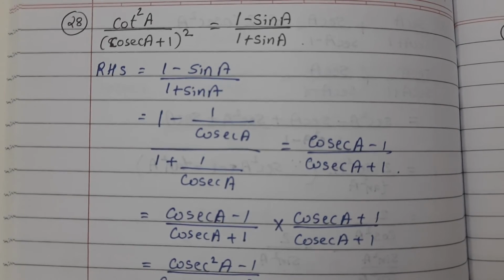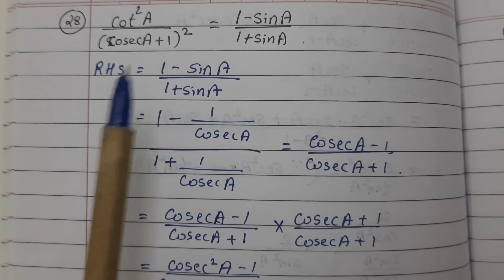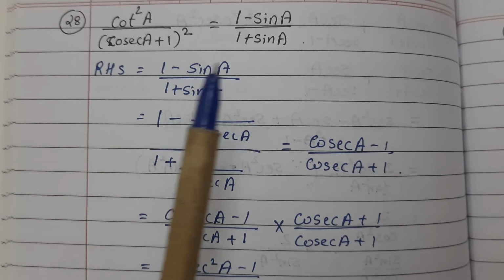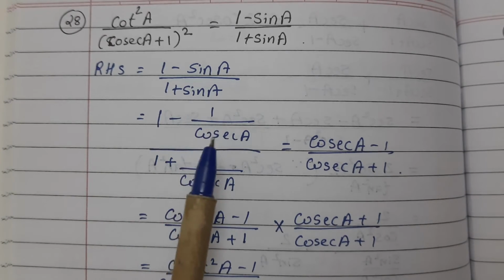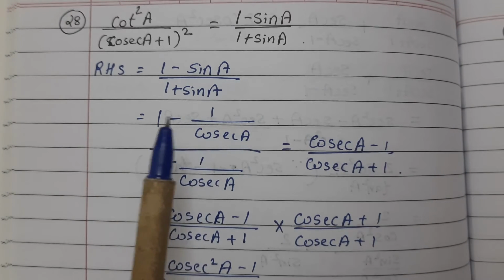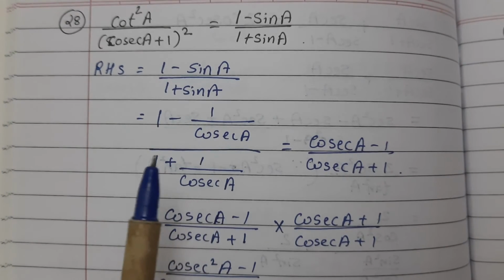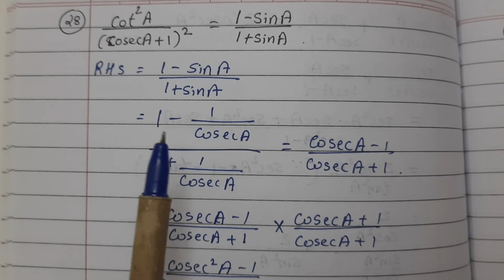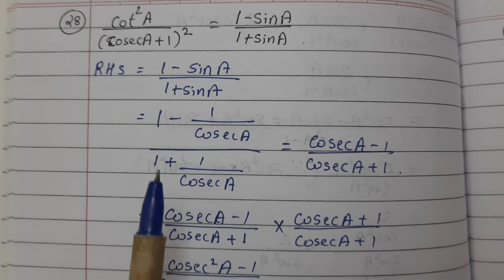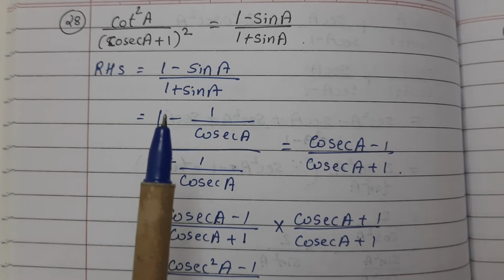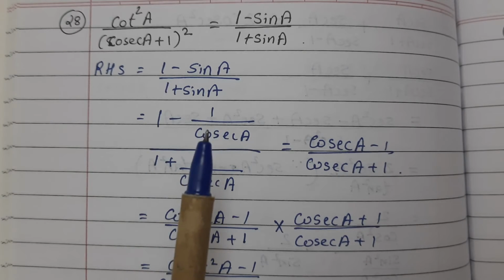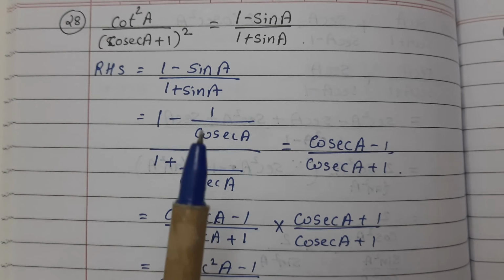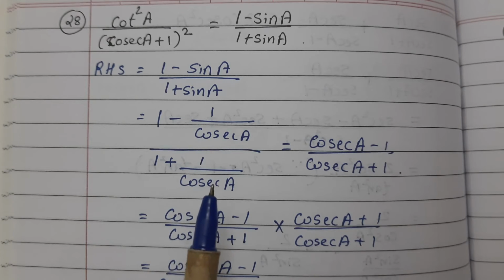Sum number 28. Right hand side is equal to 1 minus sin A upon 1 plus sin A. Sin A is 1 upon cosec A, equal to 1 minus 1 upon cosec A upon 1 plus 1 upon cosec A. This term multiply and divide by cosec A. This term multiply and divide by cosec A. We get cosec A minus 1 upon cosec A, upon cosec A plus 1 upon cosec A. Cosec A get cancel each other.